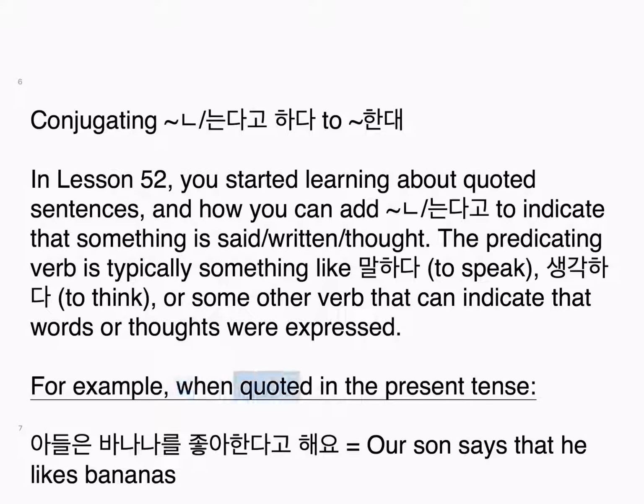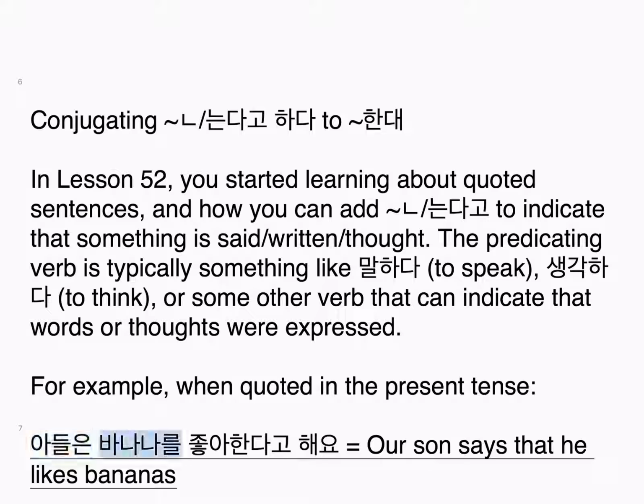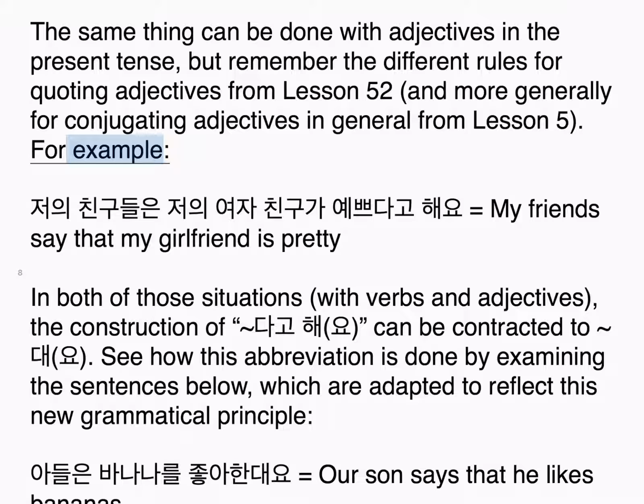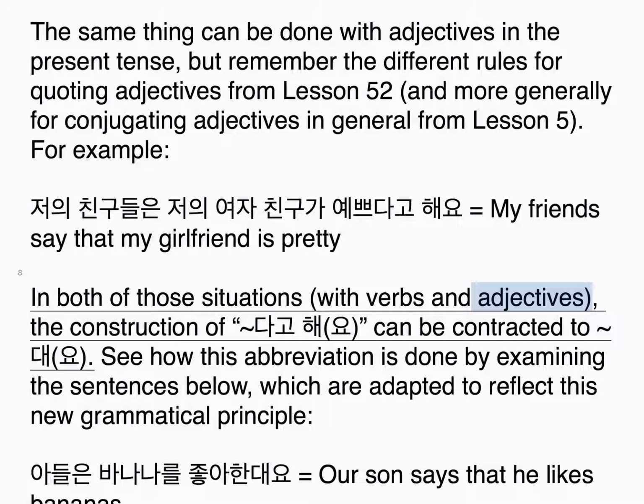For example, when quoted in the present tense, 아들은 바나나를 좋아한다고 해요. Our son says that he likes bananas. The same thing can be done with adjectives in the present tense, but remember the different rules for quoting adjectives from lesson 52, and more generally for conjugating adjectives from lesson 5. For example, 저의 친구들은 저의 여자친구가 예쁘다고 해요. My friends say that my girlfriend is pretty. In both of those situations, with verbs and adjectives, the construction of 다고 해요 can be contracted to 대요.